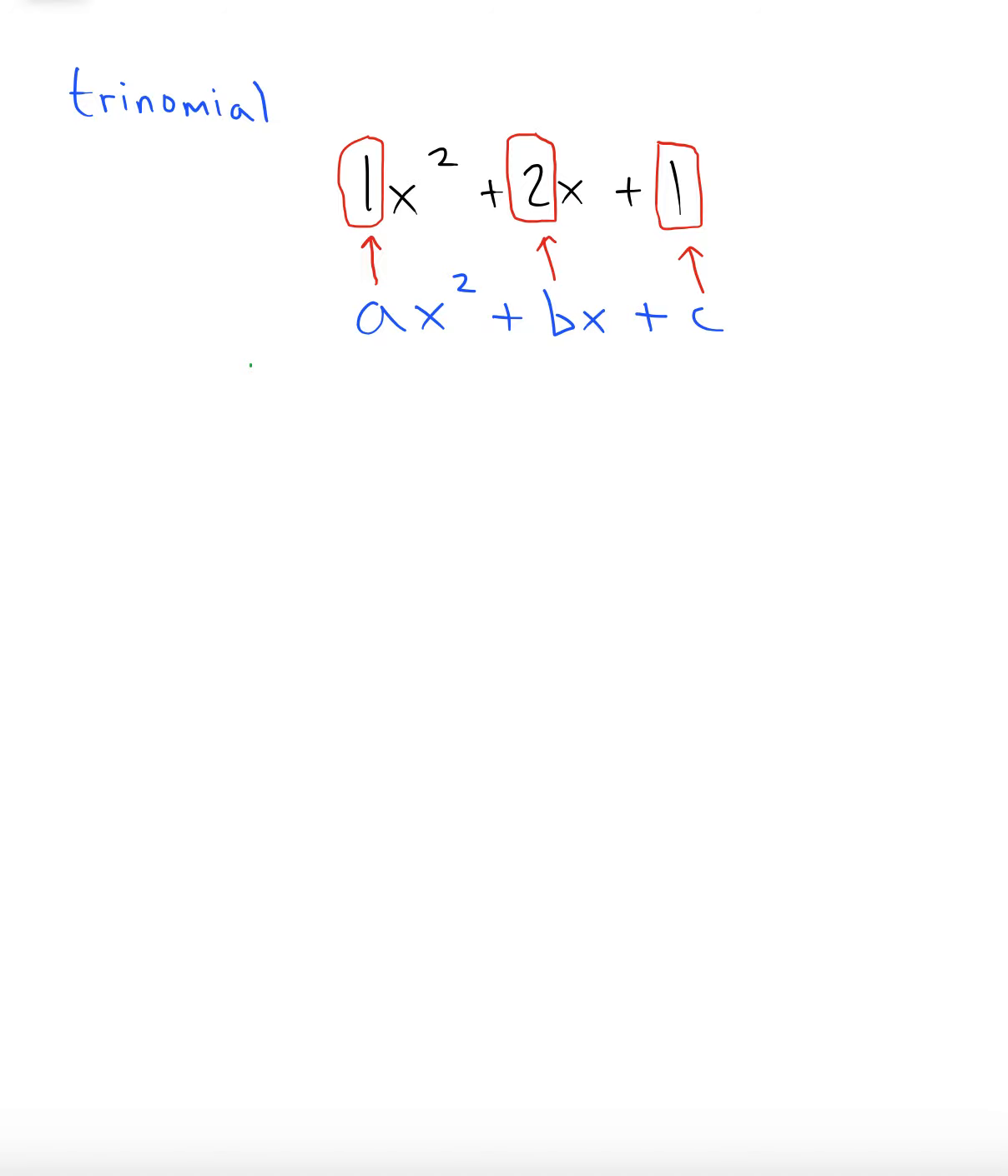Now, sometimes quadratic trinomials can be factored, and they can actually factor into two binomials that, when multiplied together, would make the original trinomial. In this case, the binomials would be x plus 1 times x plus 1. So the one on the left is a binomial because it's got two terms. And this one's a binomial as well, of course.